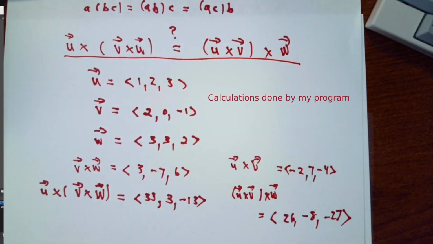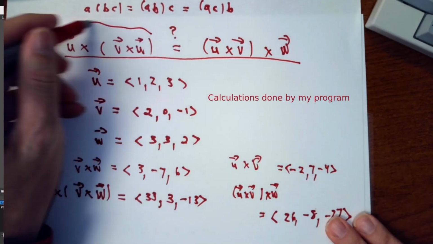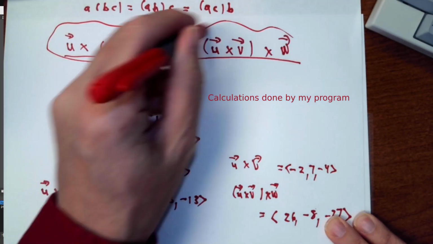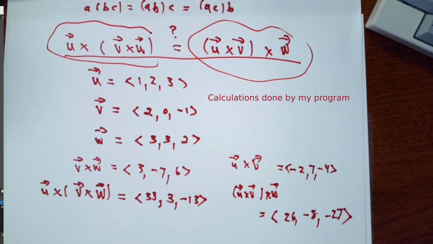Generally speaking, if you're hoping that this vector and this vector are the same, you are hoping on an unreliable thing. By luck, it might work out that way, but it doesn't have to.